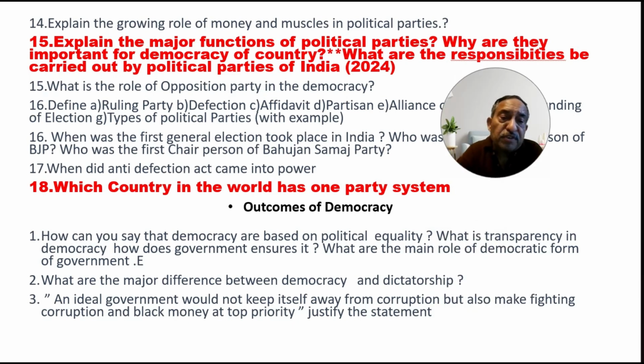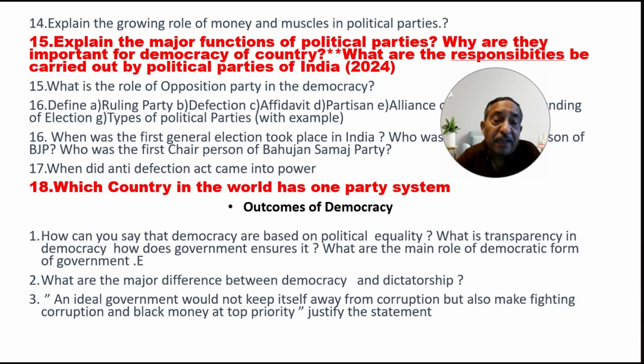Outcome of democracy. How can you say that democracy is based on political equality? What is transparency in democracy? How does the government ensure it? What is the main role of a democratic form of government?